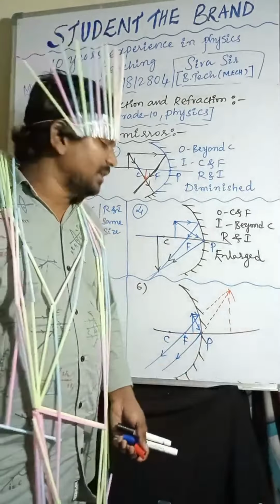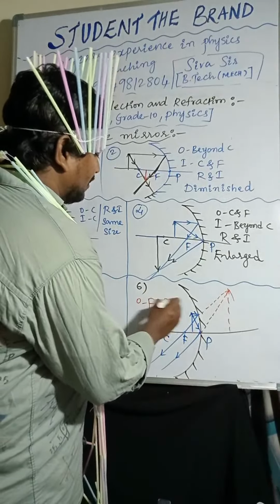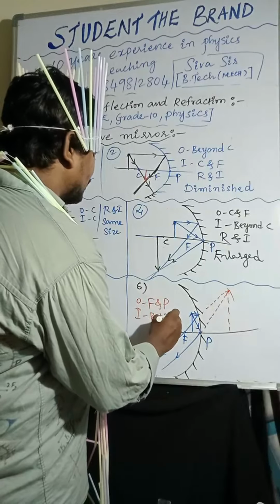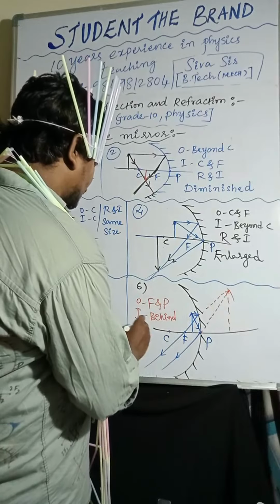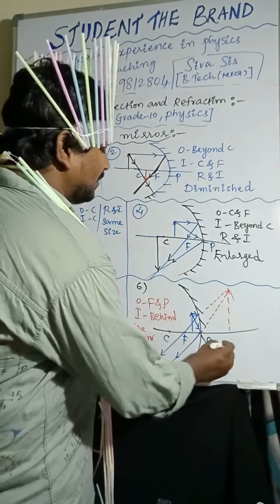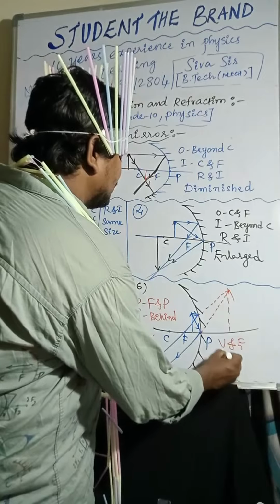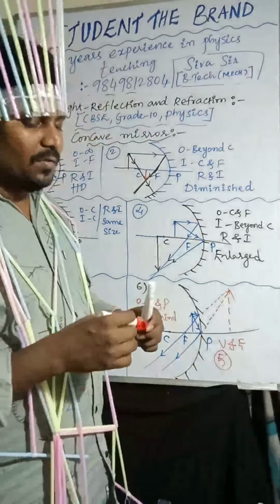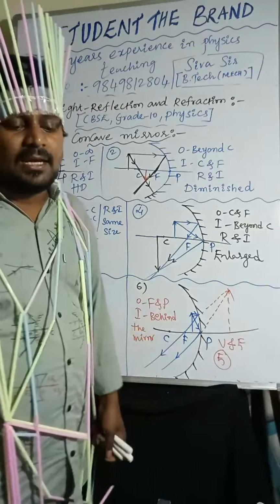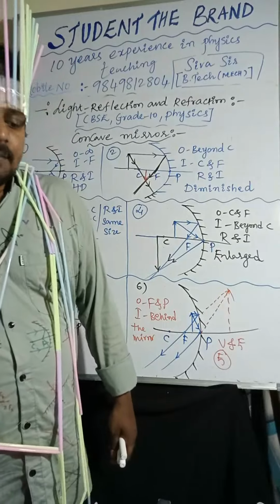Object is placed between F and P. Image will form behind the mirror. Nature of the image is virtual, erect, and enlarged. Next one, we are going to one more.